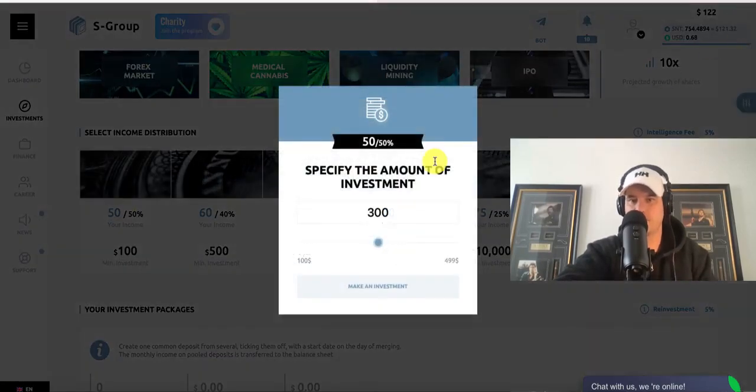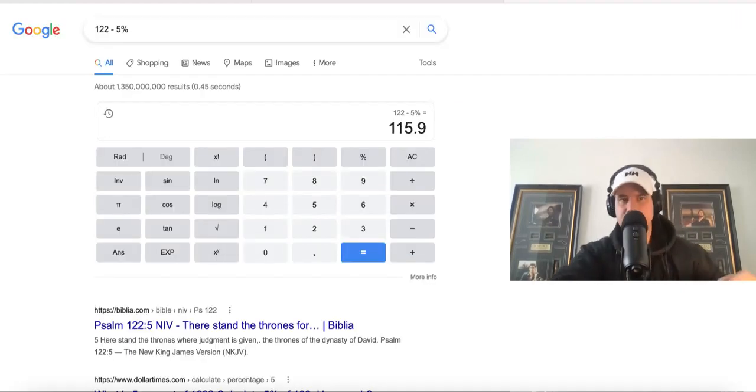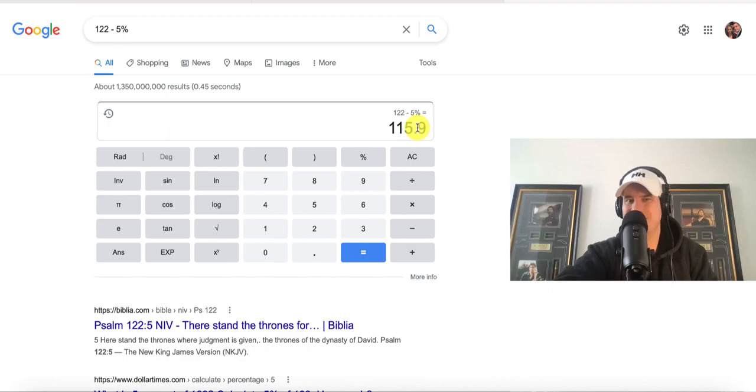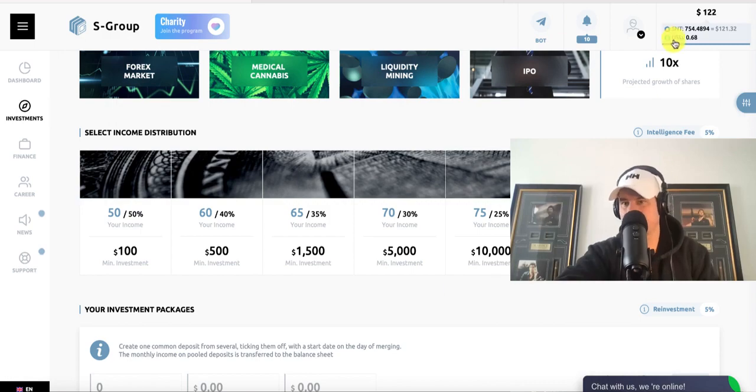Okay, I've got 122 up there, minus 5%, because there's a 5% fee. So 116. Also, what you have to do is look at your balance. You can see my balance is mainly in SNT, but I've got 68 cents here in USD. It's going to cost me 16 cents to sell all my SNT into USD, right? And I'll have 0.48 SNT, which is just under half a SNT, which is definitely less than 68 cents.